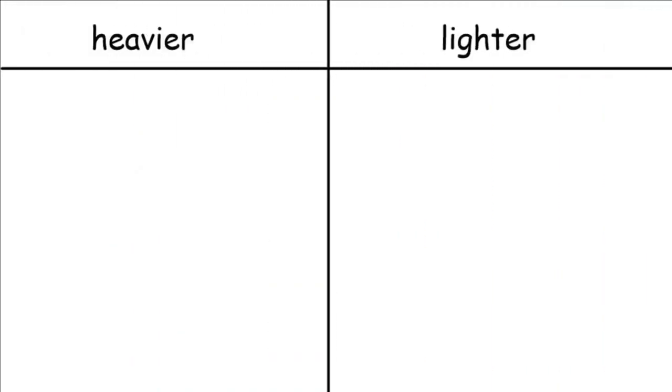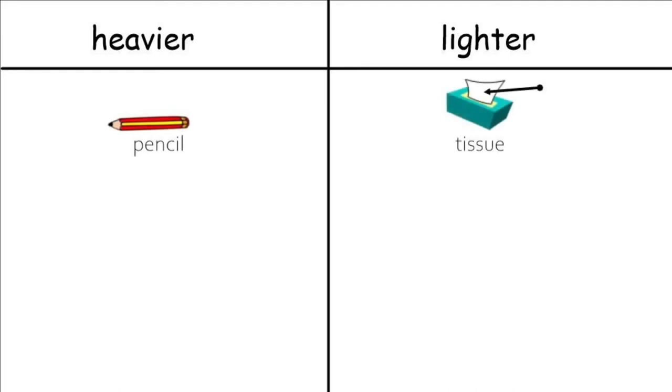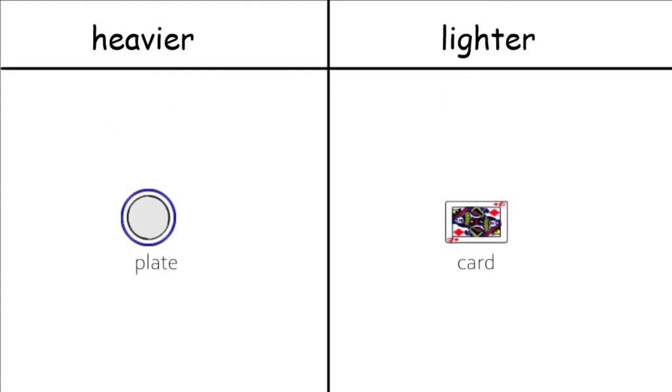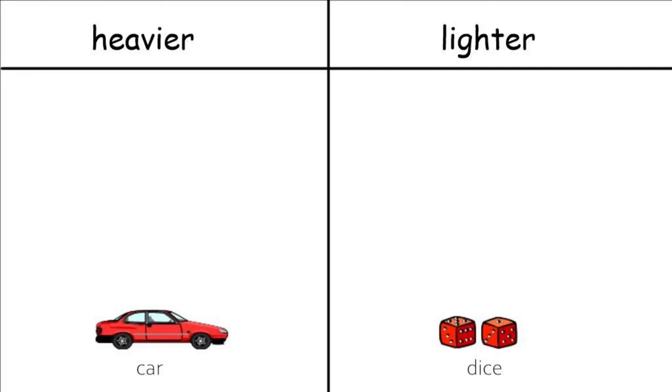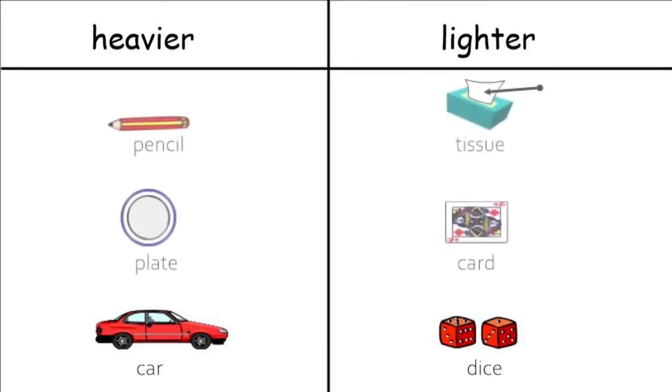Time to make your chart. Start by writing heavier on one side and lighter on the other. And then add objects that you know are heavier or lighter. The pencil is heavier than a piece of tissue. The plate is heavier than the playing card. Or the car is heavier than the dice. Once you've added all your items to your chart, you are all done your work for today. Enjoy your math!